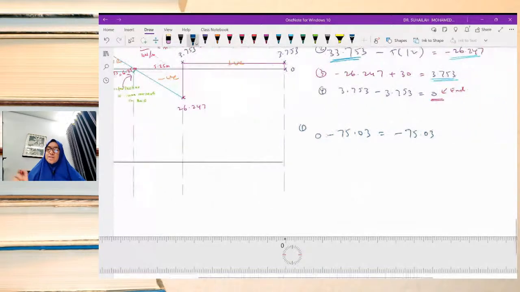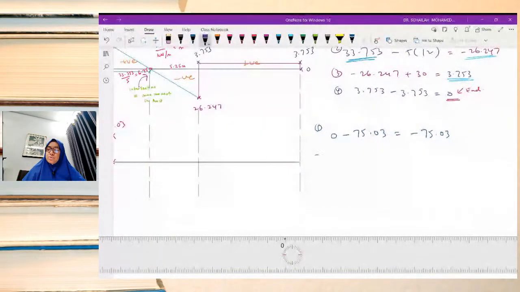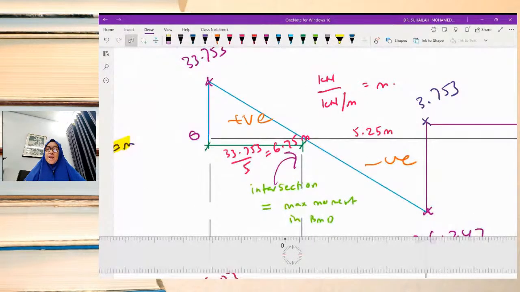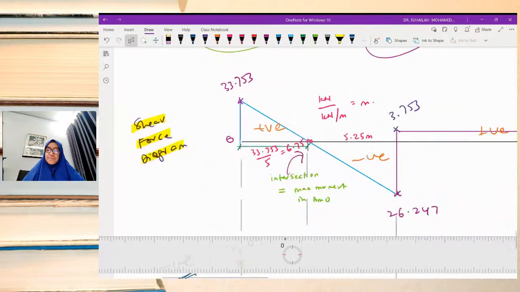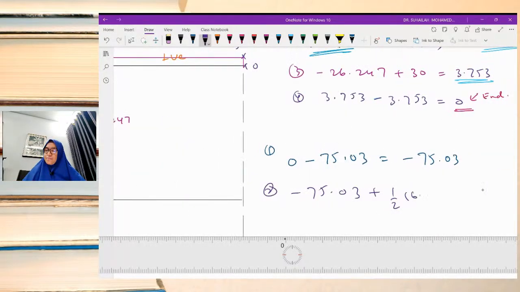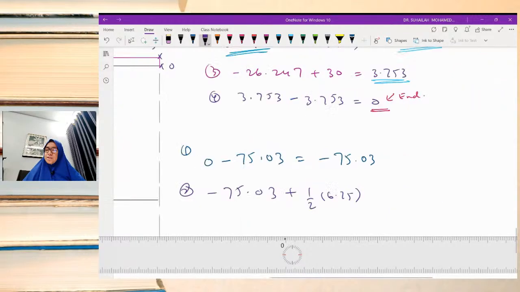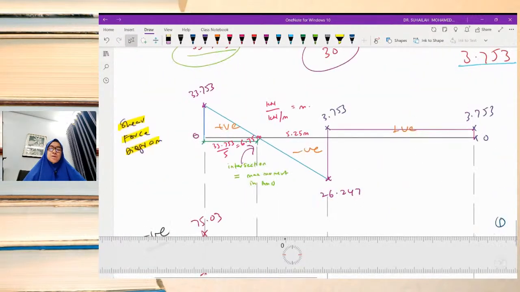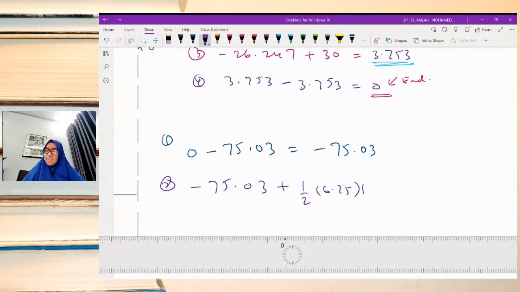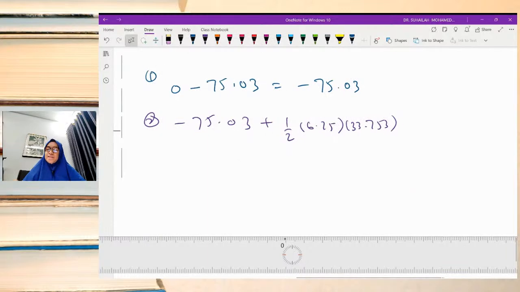Okay, step number 2. It is negative 75.03. We have to plus the area of this triangular. So we have to plus 1/2. The distance is 6.75. The force is 33.753.